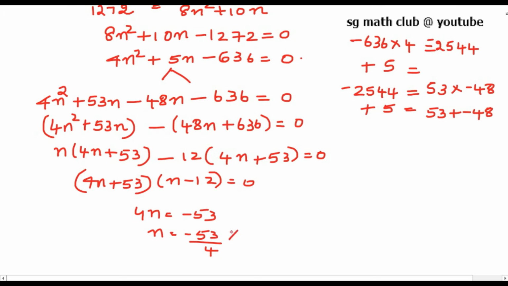This is rejected because n cannot be negative. Next we will take n minus 12 equate to 0. N equal to 12. Number of terms cannot be negative, so the other value of n will be rejected. So there are 12 terms, and 12 terms of the AP 9, 17, 25, etc. will give the sum 636. When you add first 12 terms of this AP, you will get the sum 636.